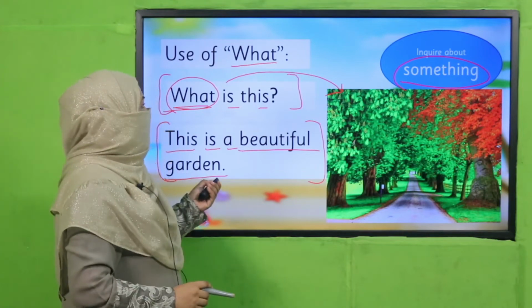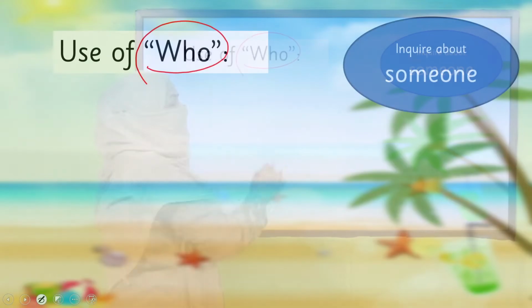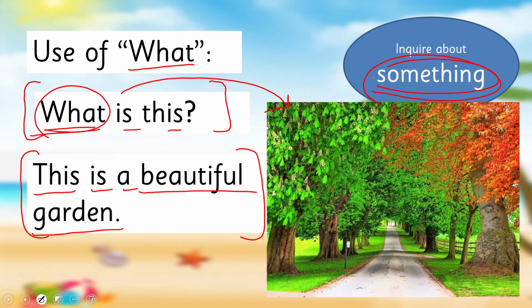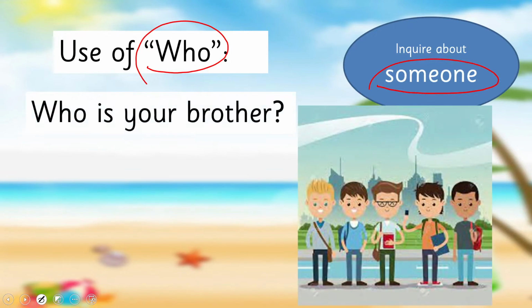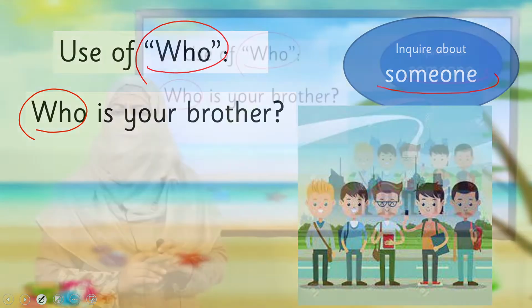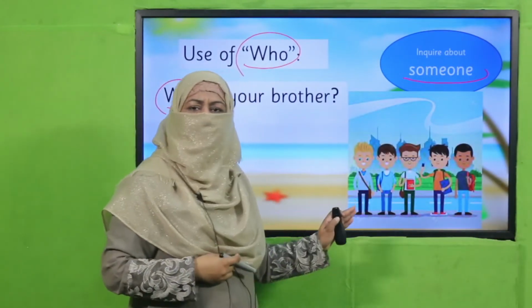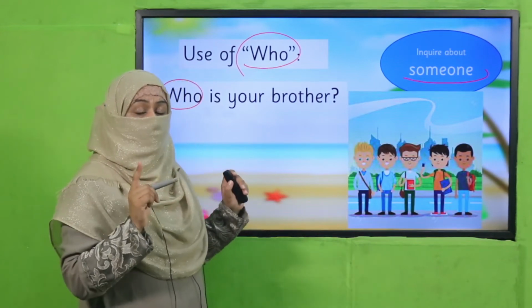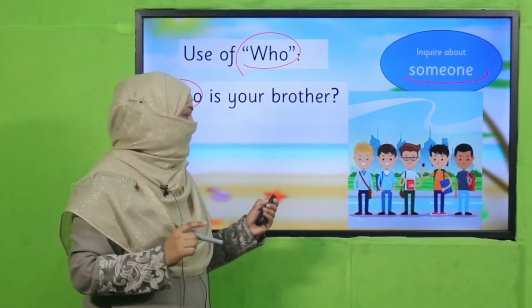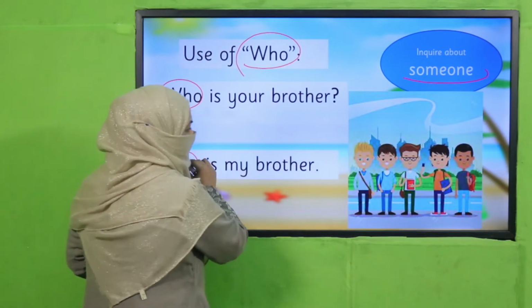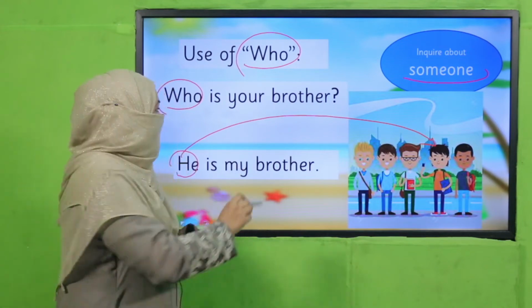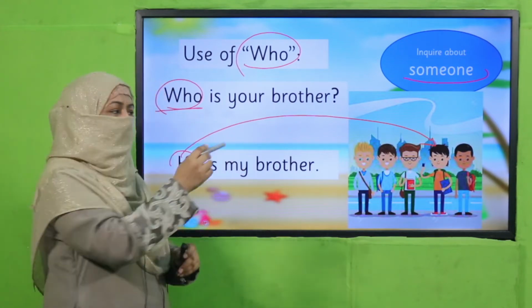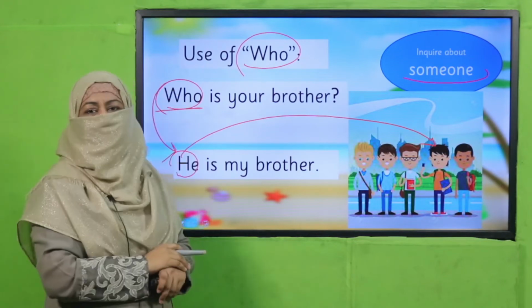The next word is who. When we say who, it means we want to inquire about someone, a person. Okay? For example, I say, who is your brother? There are many boys, so I want to ask, who among them is the person who is your brother? So what you will tell now, you will tell me about the person. He is my brother. The one who is raising his hand. He is my brother, right? So this who means you have to tell about a person and you will answer by telling the person.